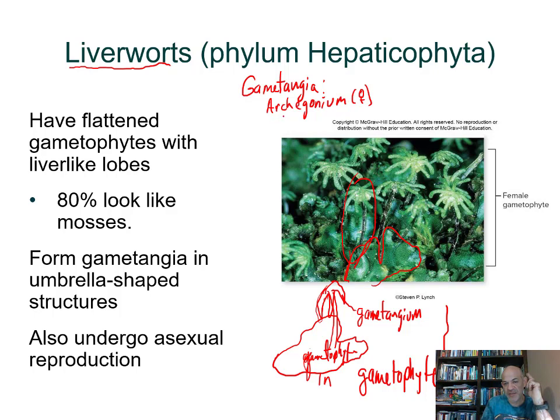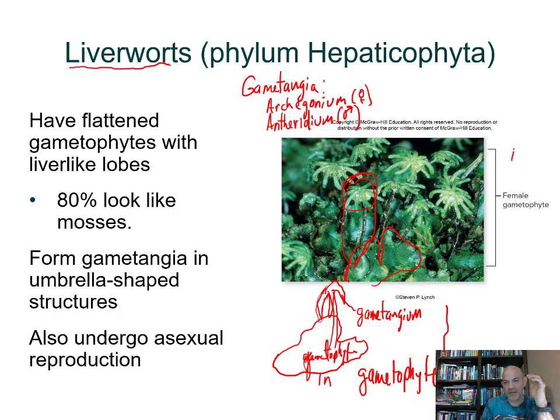The male gametangium, which produces the sperm, is called the antheridium. And if you're following with how we pluralize these using Latin rules, then antheridia would be plural. This is the male one, and that produces sperm. This right here is a female. The male looks different.